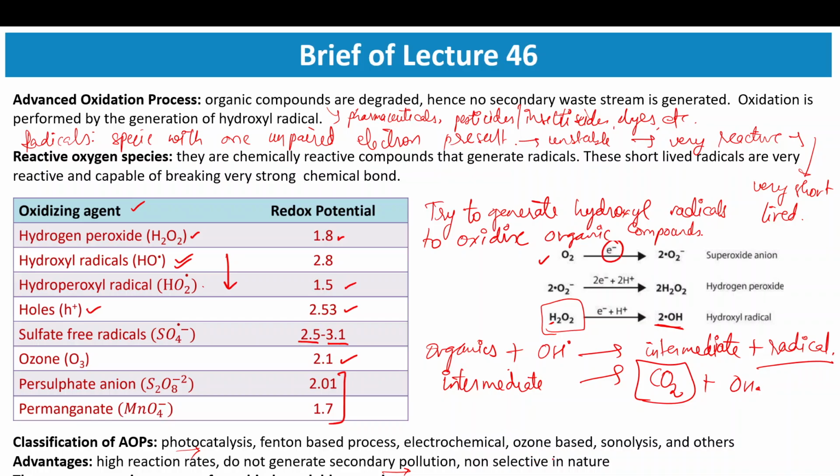And the next advantage is that this process is very non-selective in nature, because the radicals that you are using are very reactive, so they can react with any of the pollutants or any of the organics irrespective of their nature or characteristic or the type of organics. So basically it's highly non-selective in nature. Yes, and as I've mentioned, they can treat a variety of non-biodegradable organics, and it's specifically used for non-biodegradable organics.